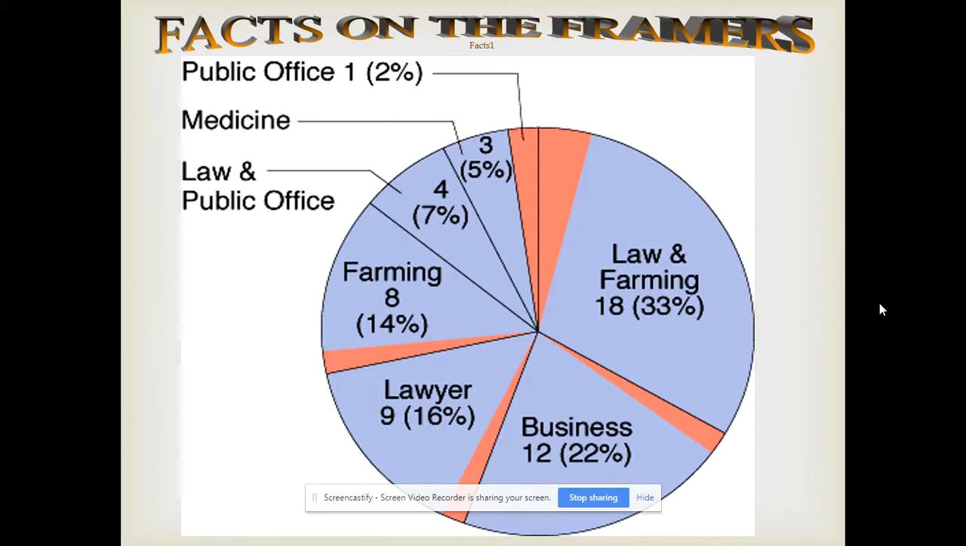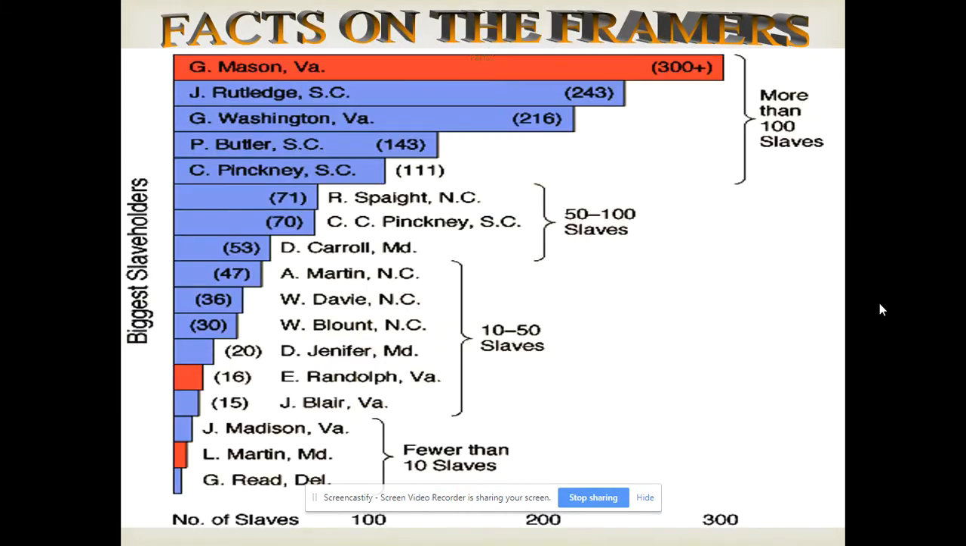Some big planters, about 8 of them, 9 just sole lawyers, and about 12 of them were just business owners or merchants or something. You can see also the amount of slave owners that are there. So these are the biggest number of slave owners that were present. So out of the 55 members of the Constitutional Convention, a good number did own slaves.